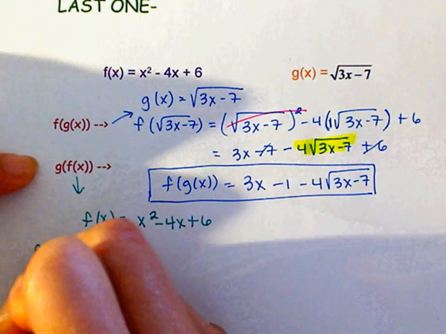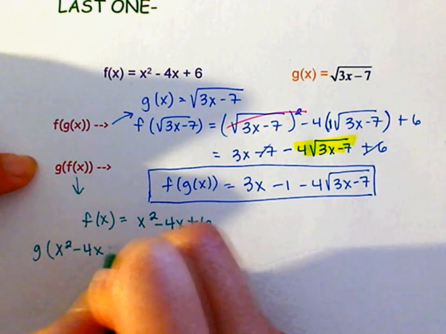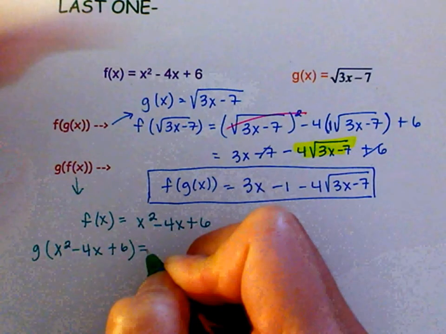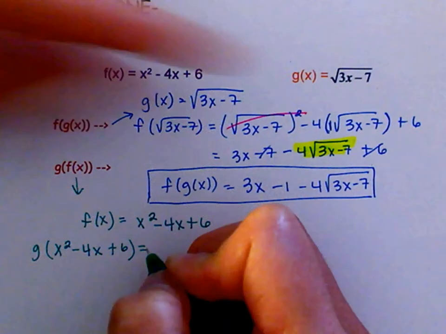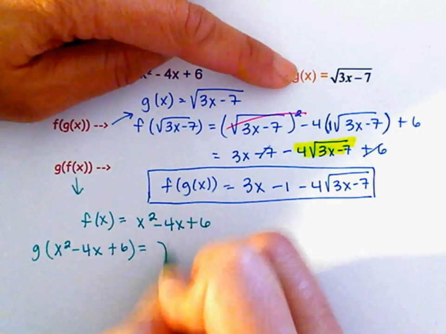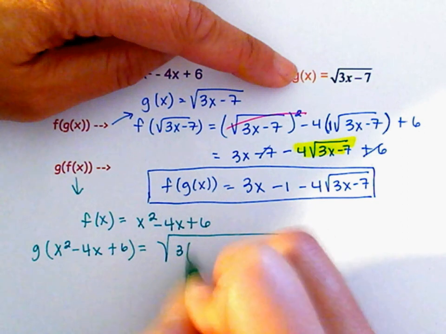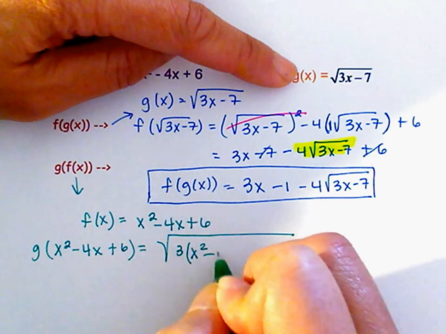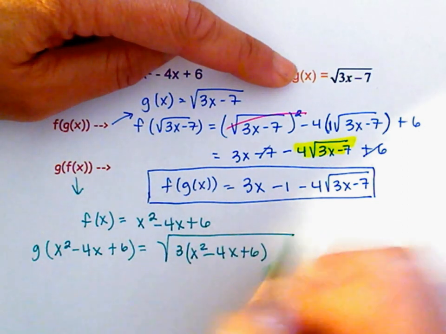All right, let's flip-flop the two. Let's try this one. This time, we're going to do f of x first, which is x squared minus 4x plus 6. There is my new x for my g function. And there's my g function. Square root 3 times x squared minus 4x plus 6. Bring down your negative 7.